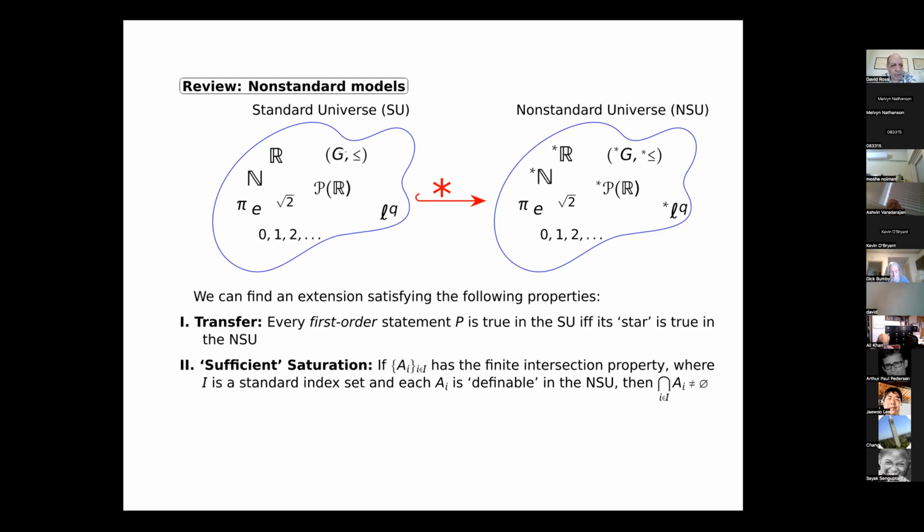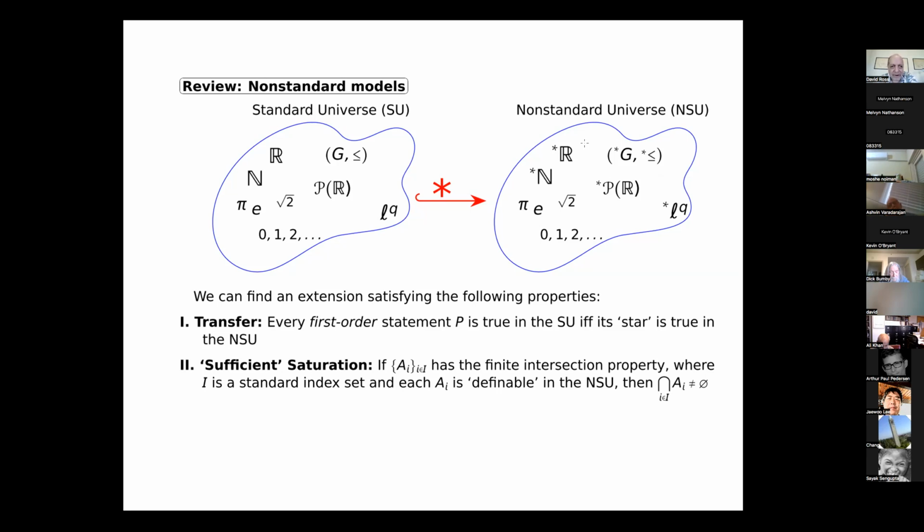We're talking about groups. So our group might be in the standard universe. The topology on the group is in the standard universe. The ordering less than or equal to is in the standard universe. And then we've got an embedding of all of those into some kind of non-standard universe. And for every object in the standard universe, there's the star of that object in the non-standard universe. So those are just a bunch of objects living in the non-standard universe.